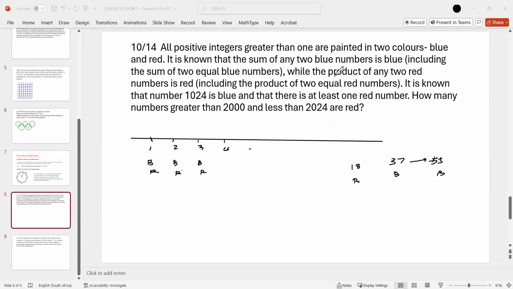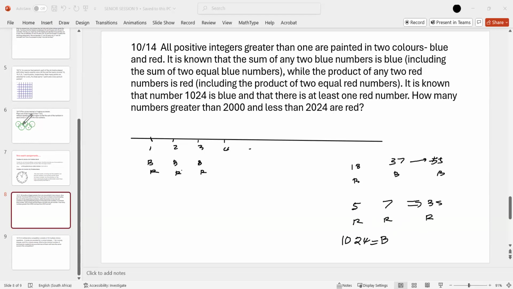And the product of any 2 red numbers is red. So if 5 and 7 are both red, then it implies that 35 is red. Okay. So now it says it is known that the number 1024 is blue, and there is at least 1 red number. Now, how many numbers greater than 2000 and less than 2024 are red?